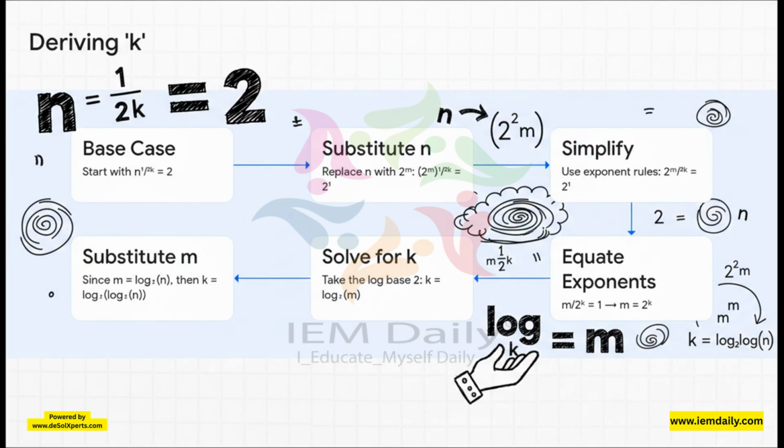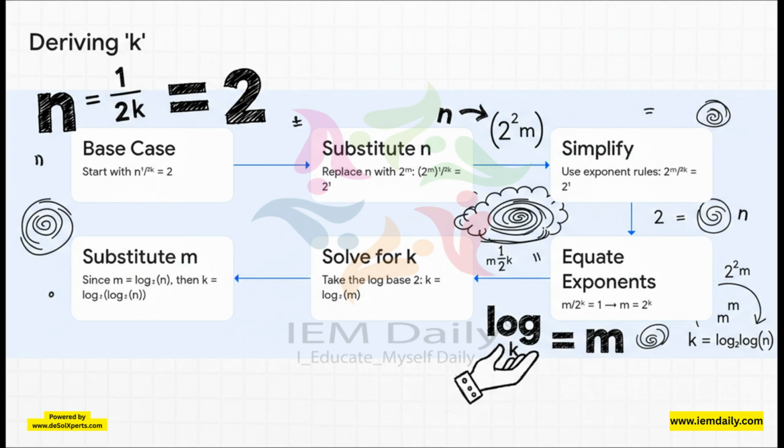We start with our base case. The stuff inside the T function equals 2. Now, we bring in our variable change, replacing n with 2^m. Next, we just use a basic exponent rule to simplify the left side. We multiply the powers. So now we have 2 to the power of m over 2^k equals 2^1. And this is the magic moment. Since we have the same base, 2, on both sides, we can just ignore it and set the exponents equal to each other. How cool is that? The problem just got way simpler. m equals 2^k.